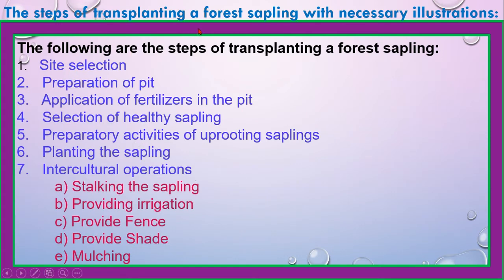The steps of transplanting forest saplings, with necessary illustration, are the following: site selection, preparation of pit, application of fertilizer in the pit, selection of healthy saplings, preparatory activities of uprooting saplings, planting the saplings, and intercultural operation. In intercultural operation, we will talk about staking the saplings, providing irrigation, providing fence, providing shade, and mulching. All of these points are in a scientific way.